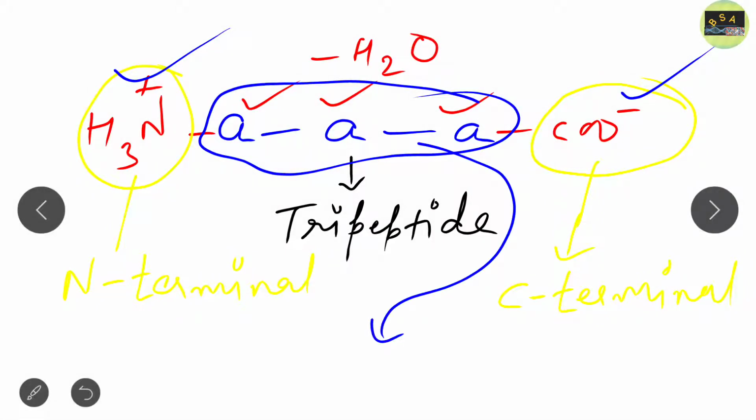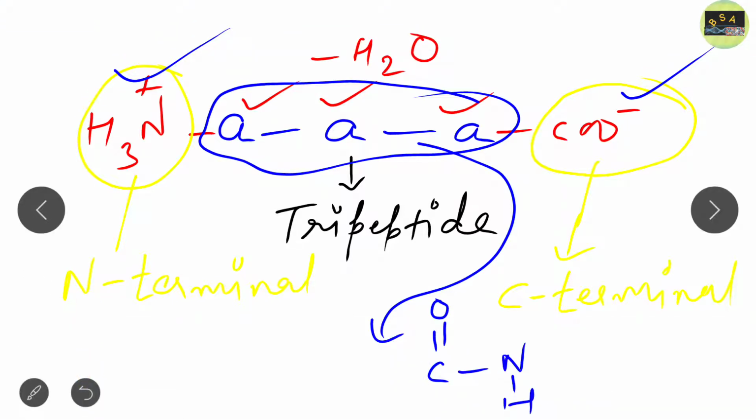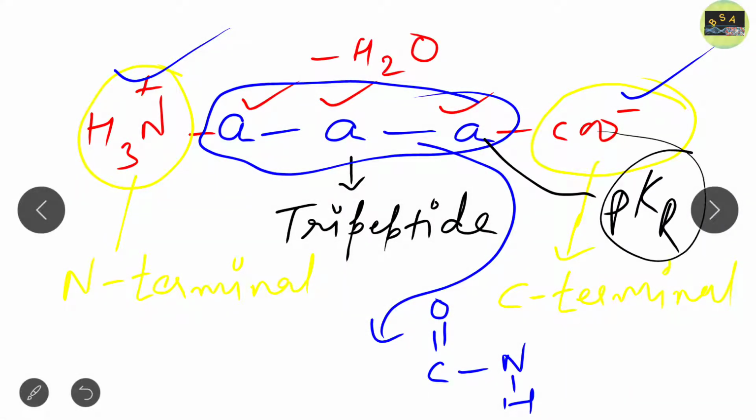There is no charge in the middle due to the formation of the CONH bond, that is the peptide bond, and due to this peptide bond they are involved in it, so there is no charge. Until and unless there are some ionizable amino acids present. For example, if lysine is present, then there will be a charge, and that charge will be of their pKR values. So this is a basic thing that I want to explain before I go for the calculation for pI of peptide bond.